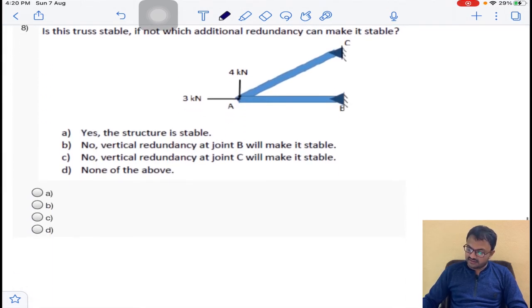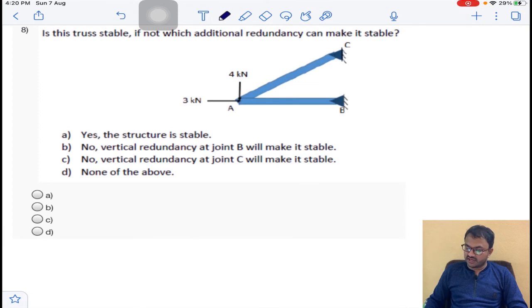Okay, and next question, is this truss stable? That is, the given truss is stable or not, he is asking. Obviously we need to calculate the degree of static indeterminacy. Degree of static indeterminacy is equal to m plus r minus 2j. So how many members are there in the diagram? It is 2 members. How many joints? It is 1, 2, 3 joints.